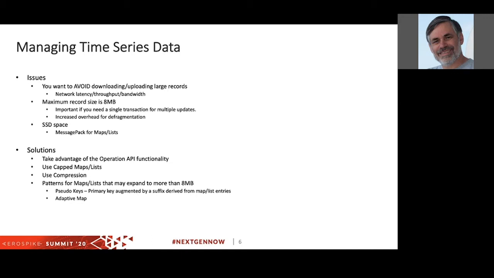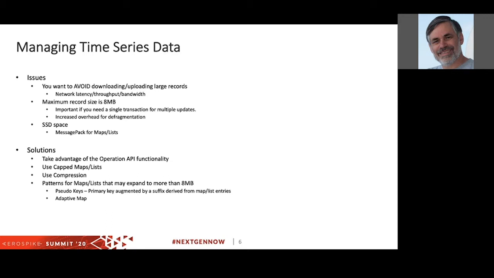Talking about some solutions to avoiding downloading and uploading large records. The Operation API functionality, we'll talk about that in the next slide. That allows you to make multiple changes to a record, to read, change, make other, I'm going to overload the term operation, execute multiple operations on a record within a single API call and have all those take place on the server. So again, we'll talk about that further on the next slide.